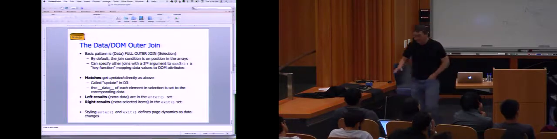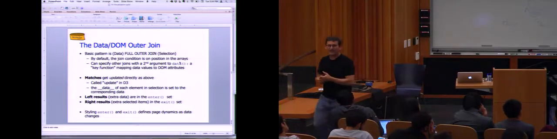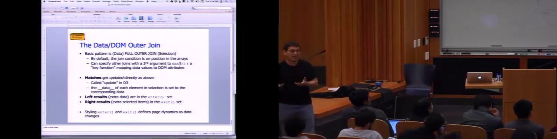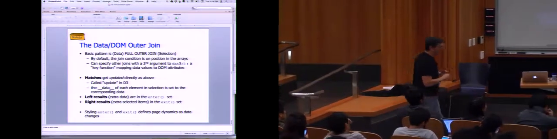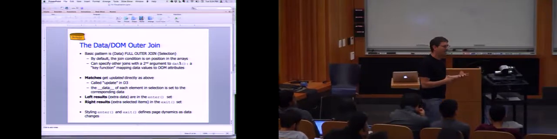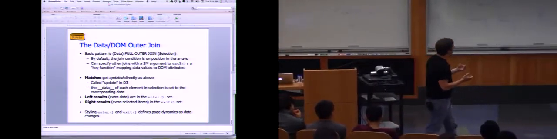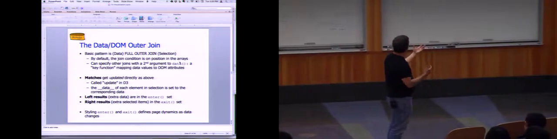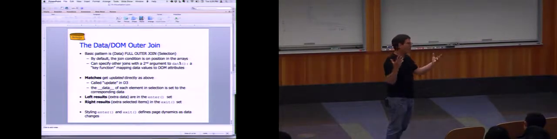All right, and this is this anonymous function that was called per datum. But the basic pattern is not just a join. It was kind of handy. I had 7 data items and 7 paragraphs in the document. That doesn't always work out. So what we're going to do in general is a full outer join of data and DOM elements. The basic pattern in D3 for binding data to the DOM is you take a set of data and you full outer join it with a selection of DOM elements.